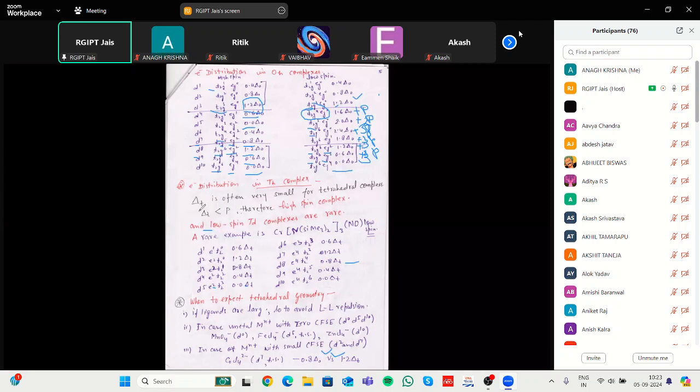In the case of a tetrahedral complex, del T is very small. That's why pairing energy is not possible. That's why these complexes only form high spin complexes. That's why the pairing energy does not occur. But in the case of an octahedral complex, the pairing energy does occur.